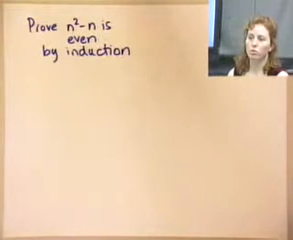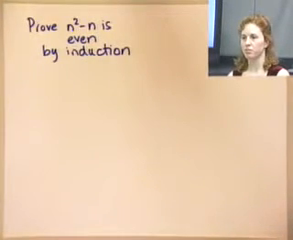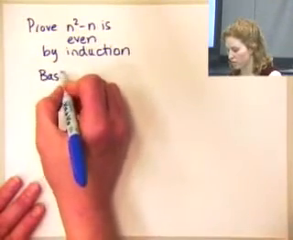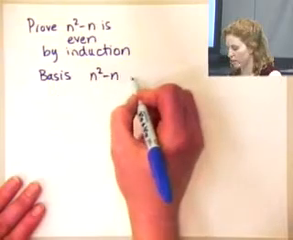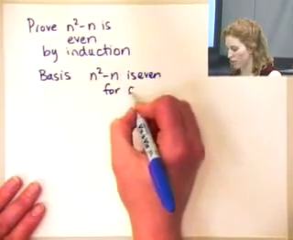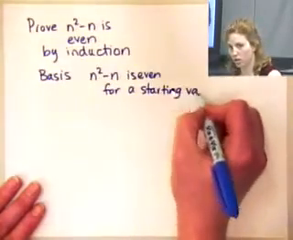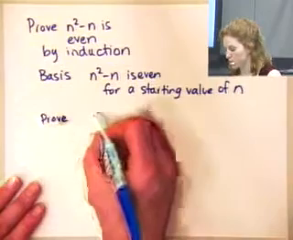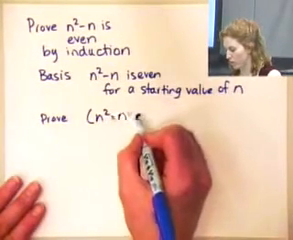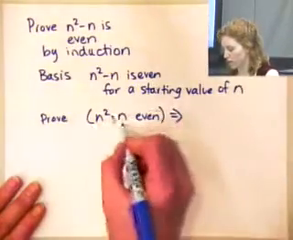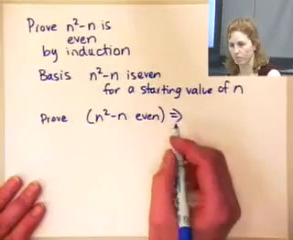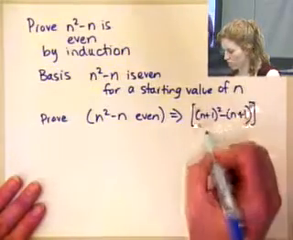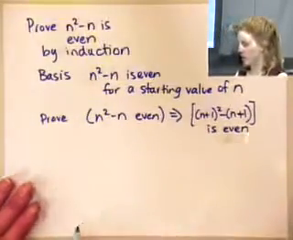Now, by induction means that what we're going to do is we're going to prove it for some starting point. We're going to prove a basis. So we're going to prove that n squared minus n is even for a starting value of n. And then I'm going to prove an implication. I'm going to prove that n squared minus n even logically implies that this statement for the next integer, which is n plus 1, right? So I'm going to put in n plus 1 everywhere I see an n. I'm going to prove that that is even. So I'm going to prove that implication.